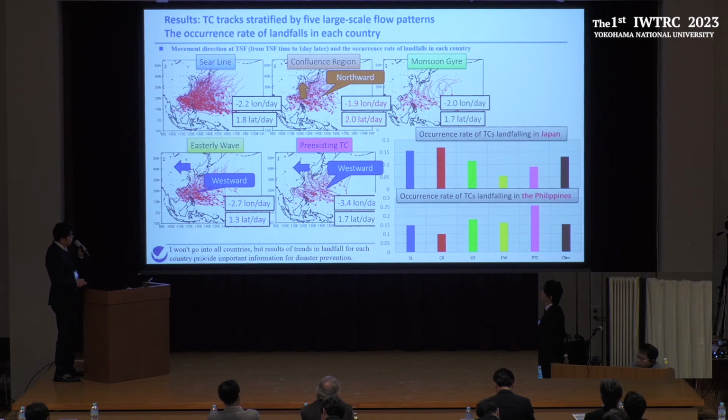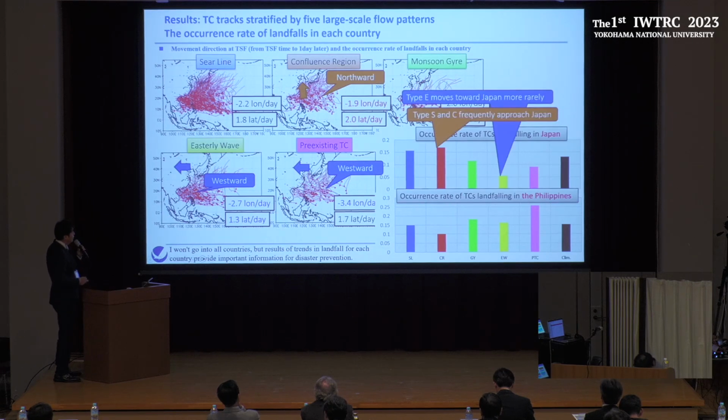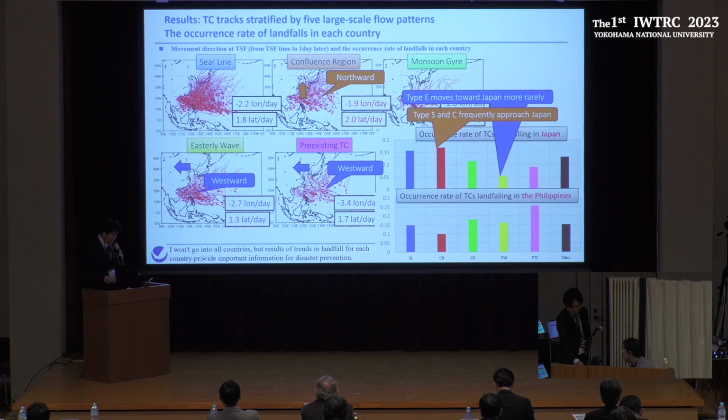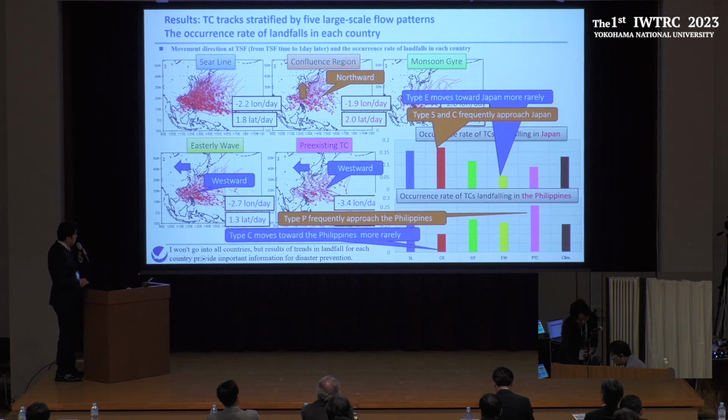The occurrence rate of landfall in Japan for type E is smaller than others, but type S and type C are larger than others. It means type S and type C frequently approach Japan, while type E rarely does. On the other hand, type P frequently approaches the Philippines, but type C rarely does.